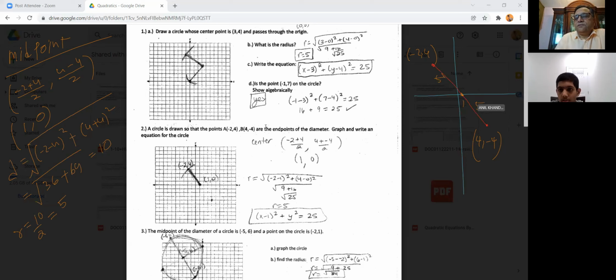So 5. And therefore, the equation of the circle will be (x - 1) whole square plus y square equals 5 square, which is 25. Is that clear to you? Yeah. So that is how we will do question number 2. Good question. I hope you understand all these steps. Yeah. Perfect. Let's take the next question.